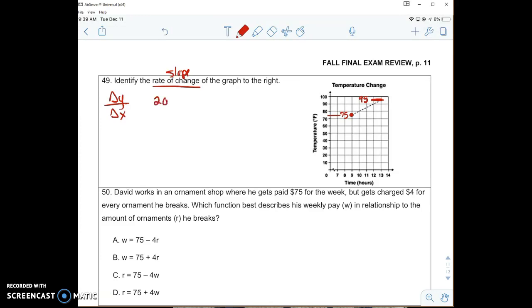This graph is increasing from left to right, so it's positive slope. And our x values, we start at 9 and end at 13. So 1, 2, 3, 4. 20 divided by 4 gives us a slope of 5. And if I wanted this in words, remember slope is y per x, so 5 degrees Fahrenheit per x hours.